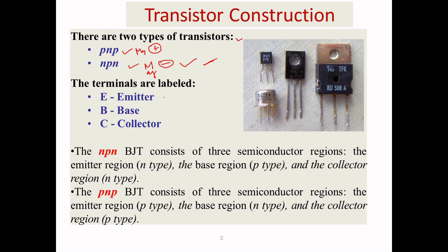So here you can see there are three terminals: emitter, base, collector. The area of the collector is larger because the power will be dissipated only in the collector terminal. So that is the reason why its area is large compared to the emitter as well as the base. Compared to base, emitter is large. Compared to emitter, collector is large. You want to understand that part.